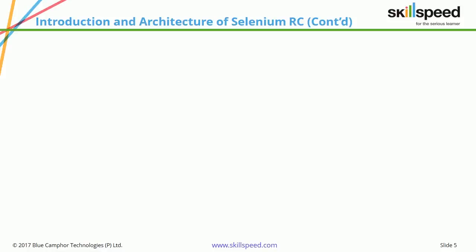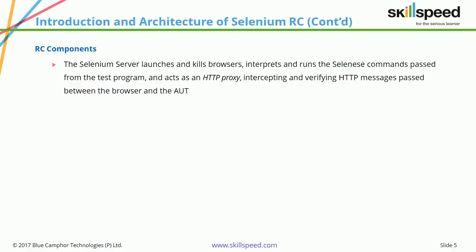Let us look at the components of Selenium Remote Control. There is a component called the Selenium Server that launches and kills the browsers, interprets and runs the Selenium commands or the JavaScript commands passed from the test program, and acts as an HTTP proxy. It also intercepts and verifies HTTP messages passed between the browser and the application under test.